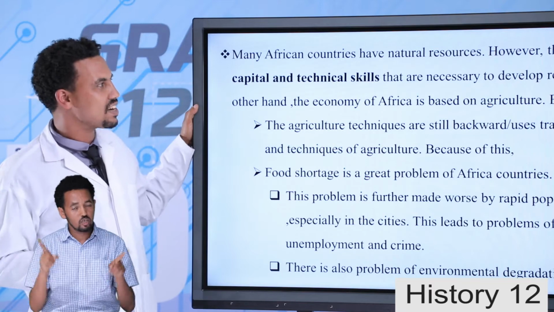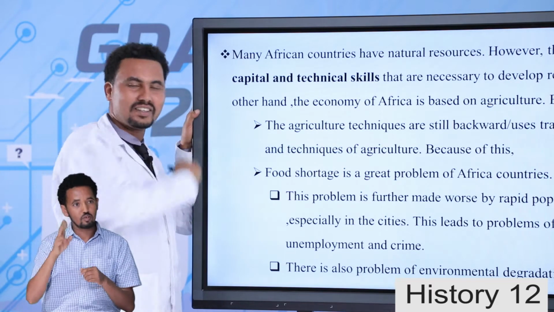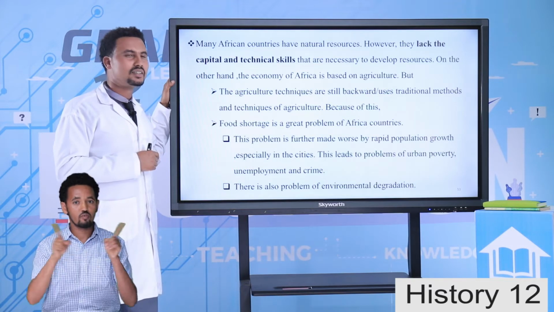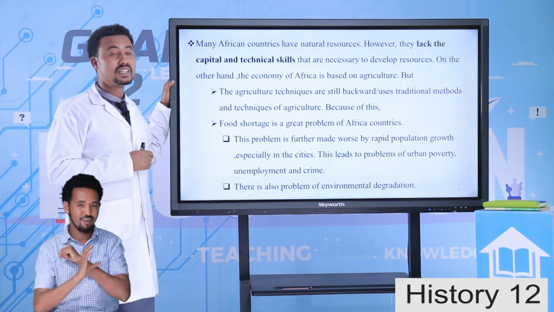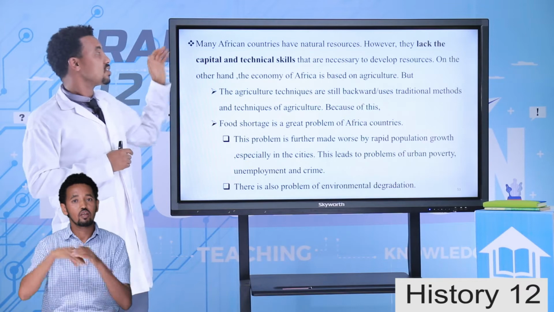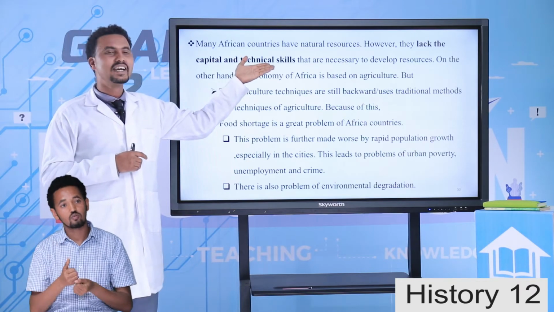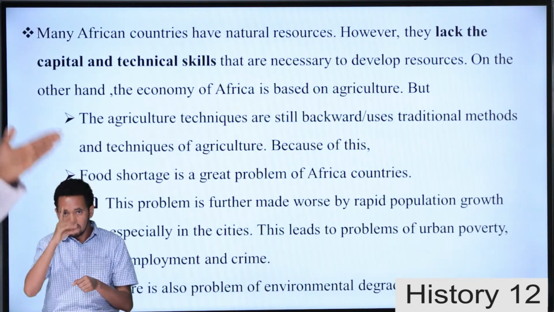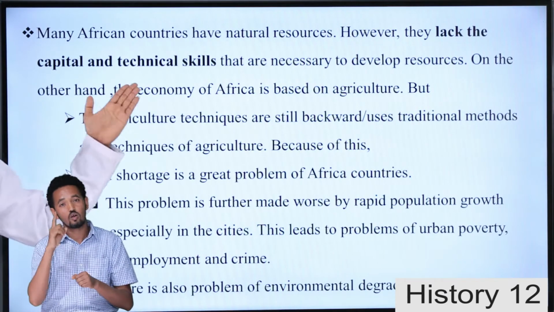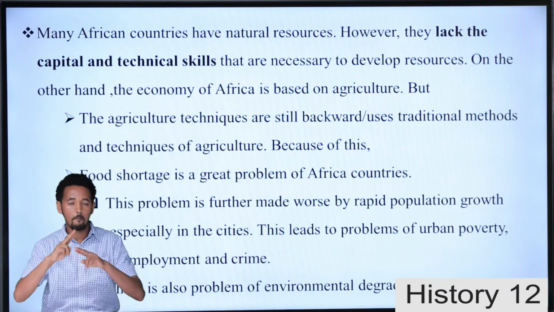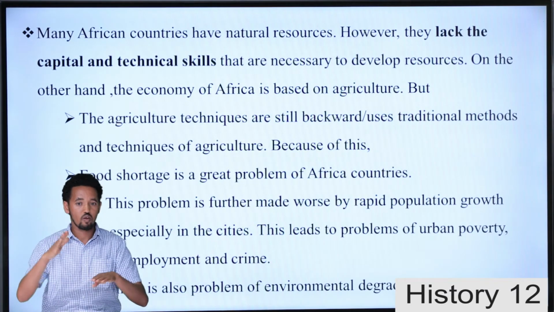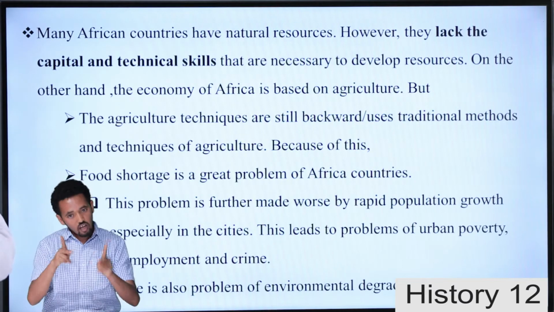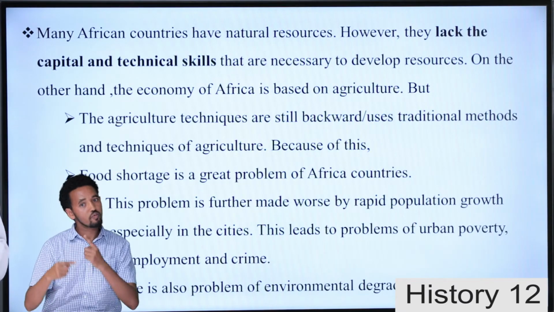But however, there is a lack of capital in the different African countries, including our country Ethiopia. The other one is lack of technical skills that are necessary to develop resources. On the other hand, the economy of Africa is based on agriculture. The backbone of the African economy is agriculture.